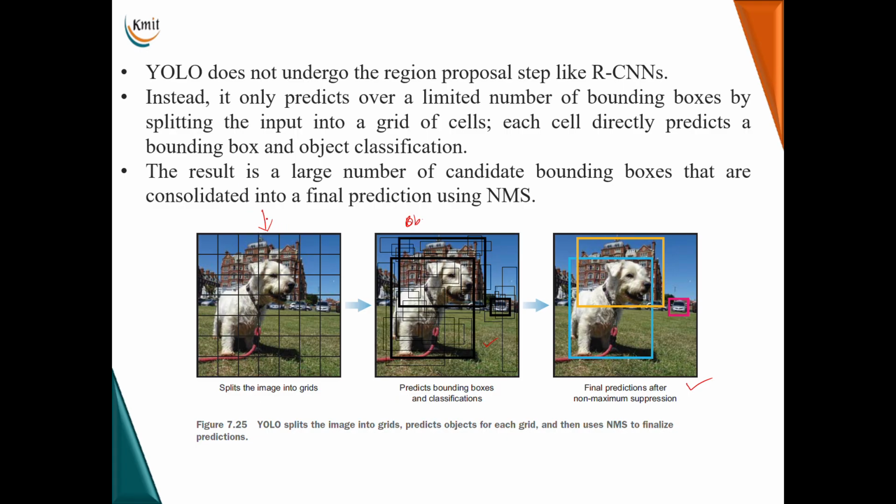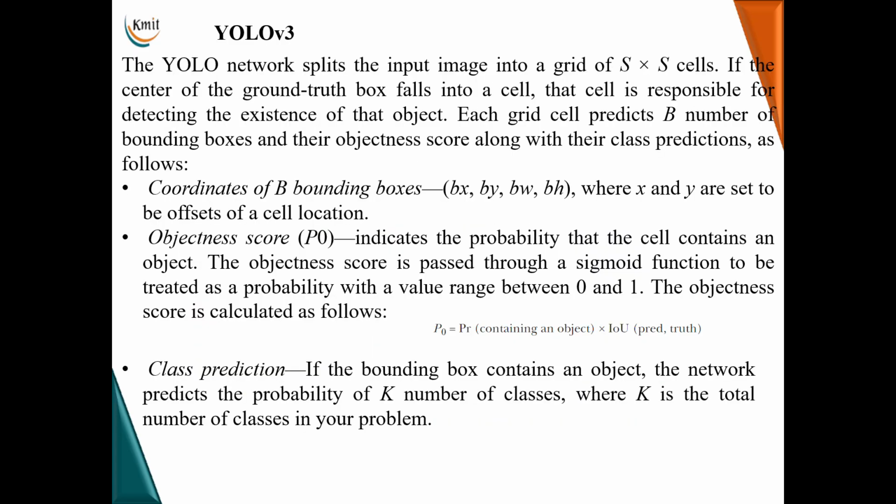So YOLO, what will it do? It will just split the given image into a grid. Each grid will have n number of anchor boxes. Each anchor box will have two outputs, that is the class label as well as the objectness score. Based on the objectness score, the highest probability anchor boxes will be provided as input to NMS, which will finally give only one bounding box out of n number of bounding boxes. This is what happens in YOLO, You Only Look Once.